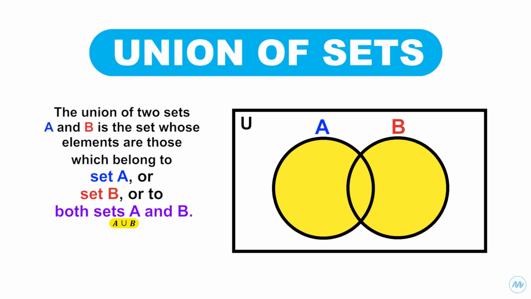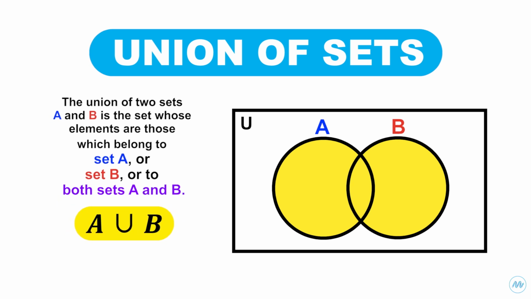And this is how we write the union of A and B in symbols, which is read as A union B. The union symbol is also interpreted as OR. A union B can also be read as A or B. Let us explain this set operation with examples.